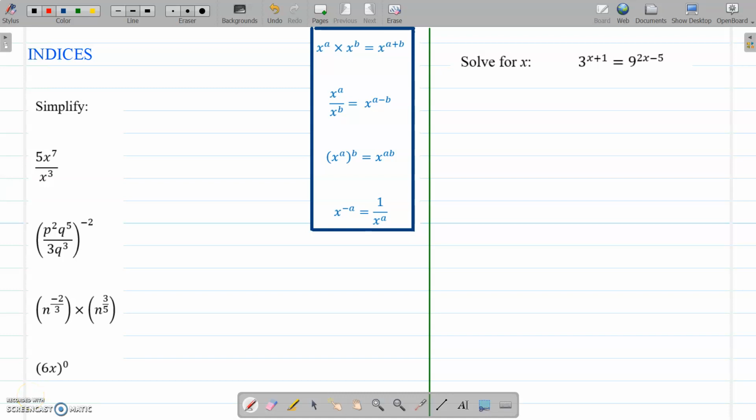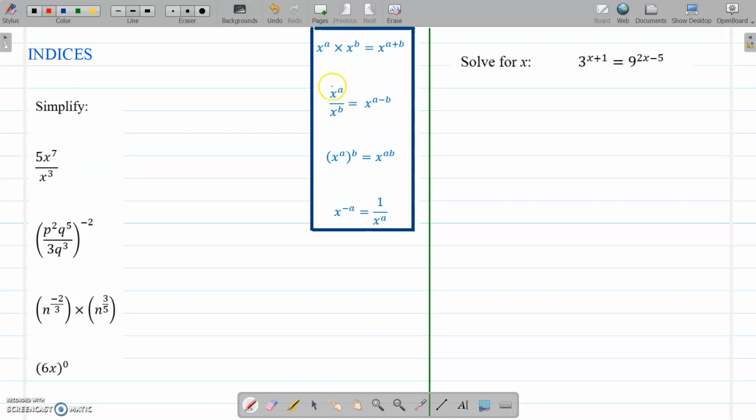Okay, welcome to this short video on indices, or powers as they are also called. And we're going to use the rules of indices that are in this box here, and we're also going to first simplify these four expressions using those rules. Okay, now the first one is quite simple. We have a 5 and we have x to the 7 over x cubed.